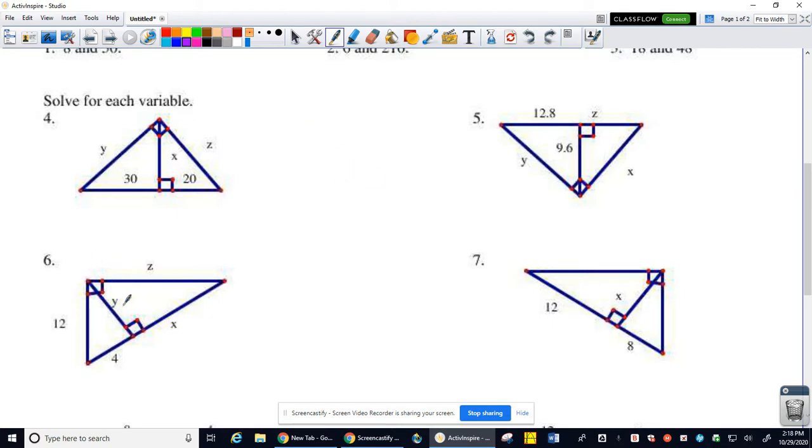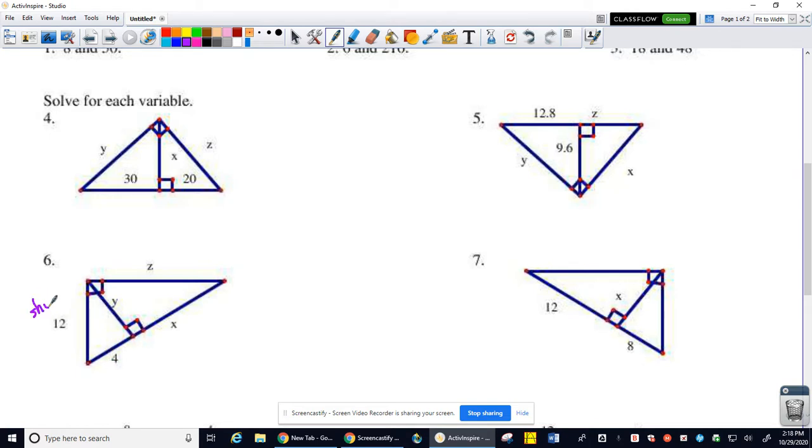So we're going to look at number 6. We have x, y, and z. Y is the altitude, x is a segment of the hypotenuse, and z looks like it's the long leg. We can't do a whole lot right here with x, y, and z, but I do know this is 12 and that's 4, and I'm going to solve using a proportion.